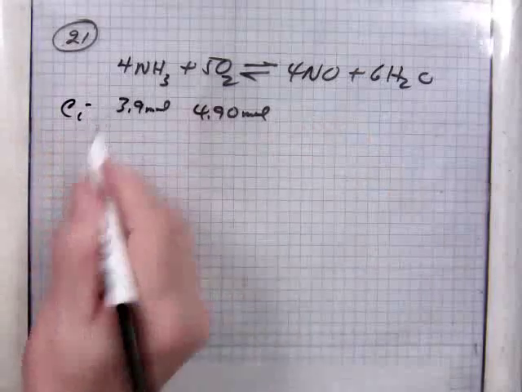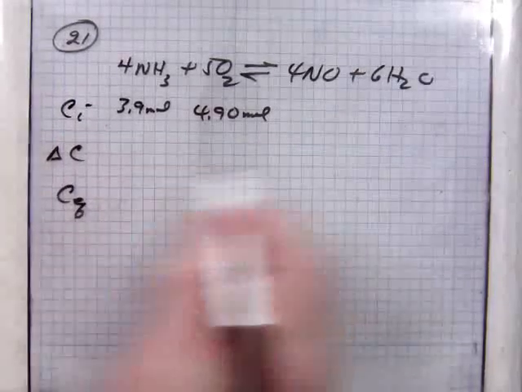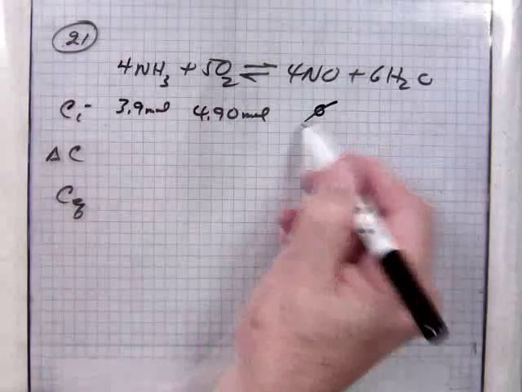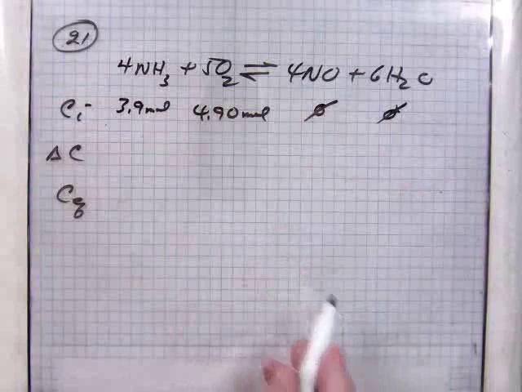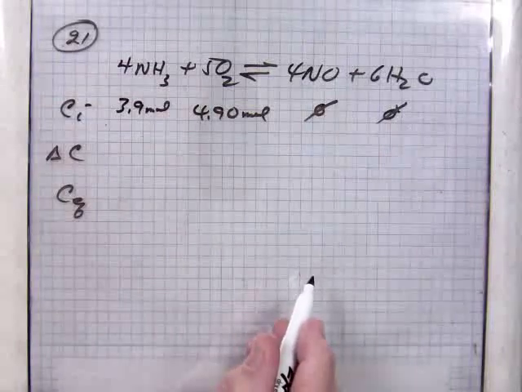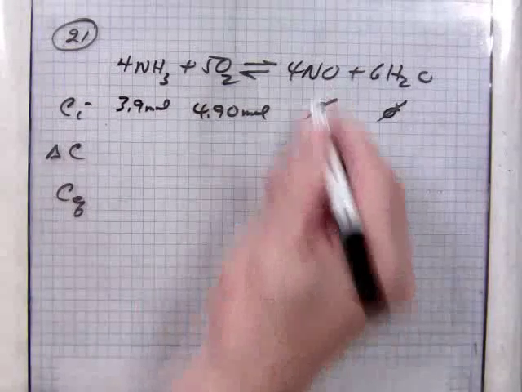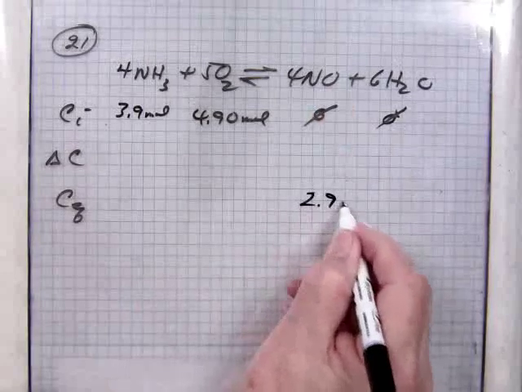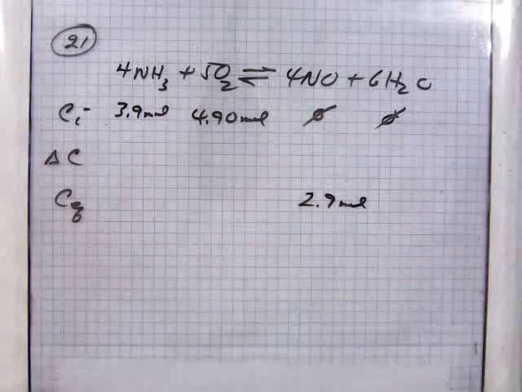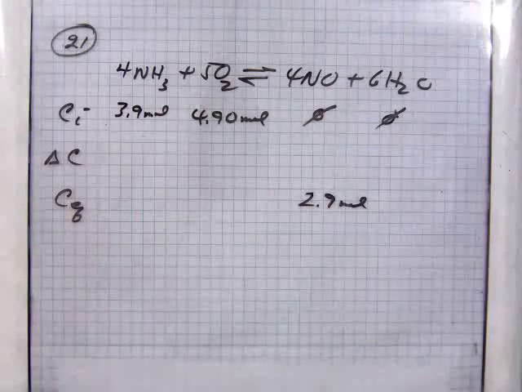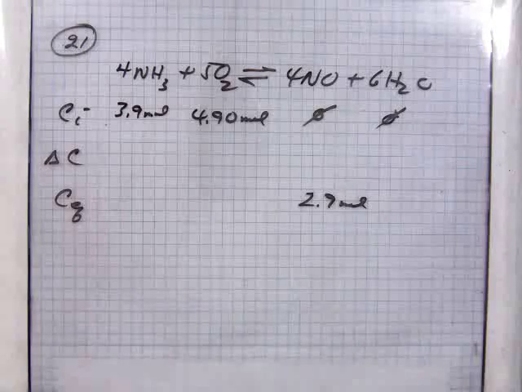So this is initial, change, equilibrium. These are zeros because the reaction hadn't started yet. Where did it go to? 2.9. But this one is down here. Now you need to be able to set up that ICE table and enter the appropriate data where it should be. Typically they give you the reactants and then you put in zeros for the products and then come down and build the equilibrium row.